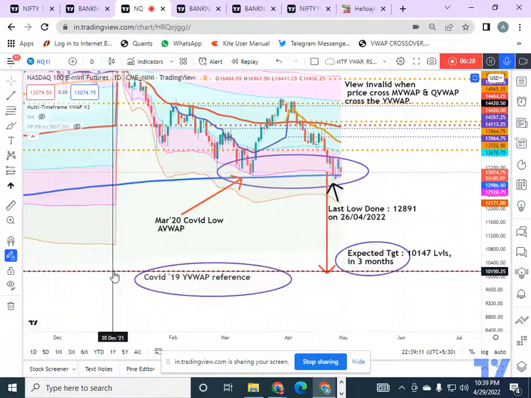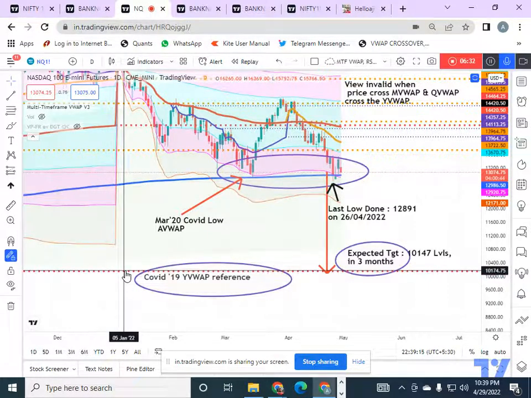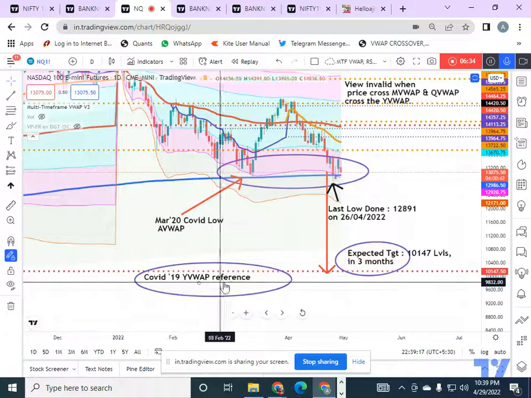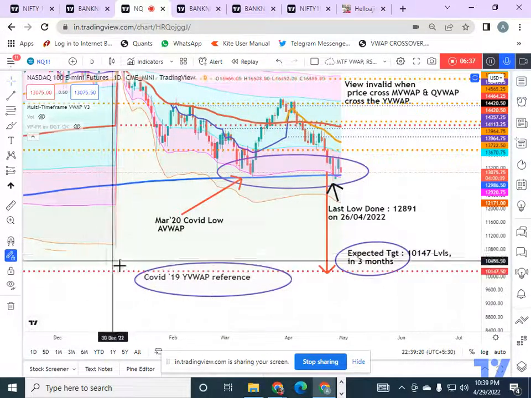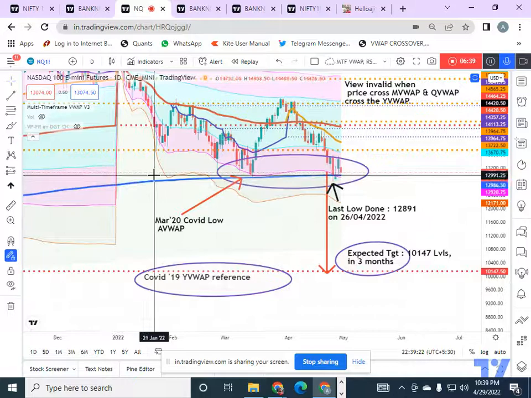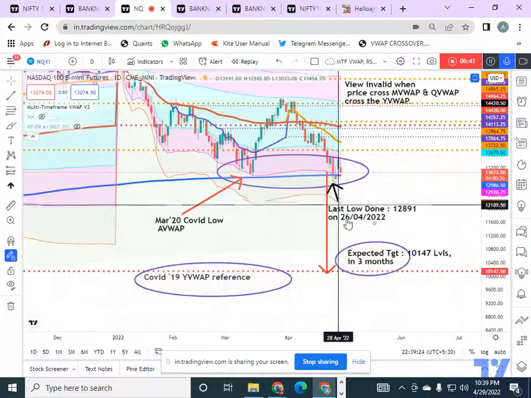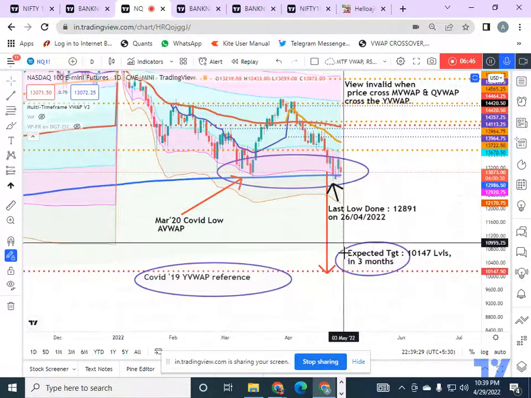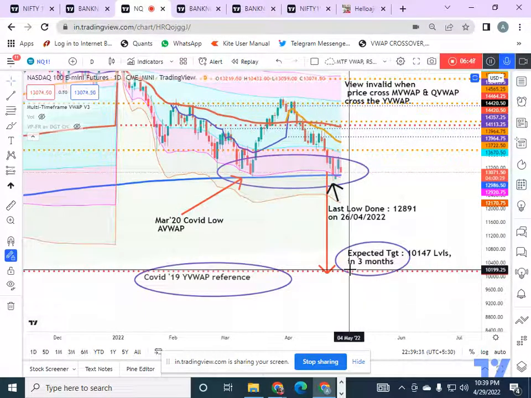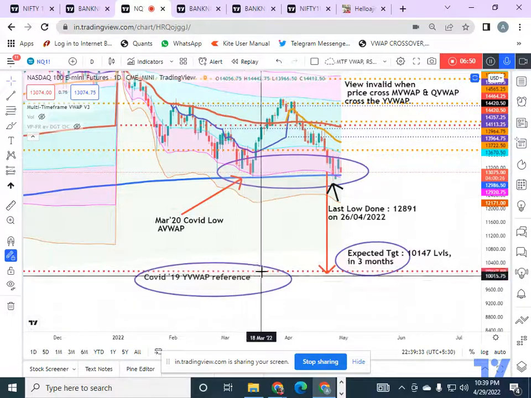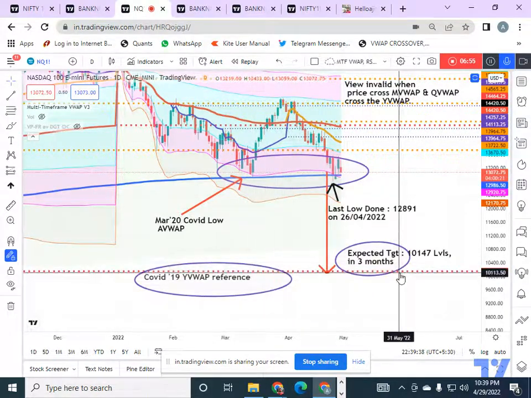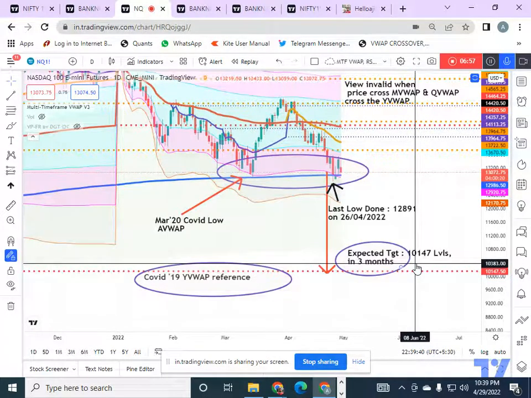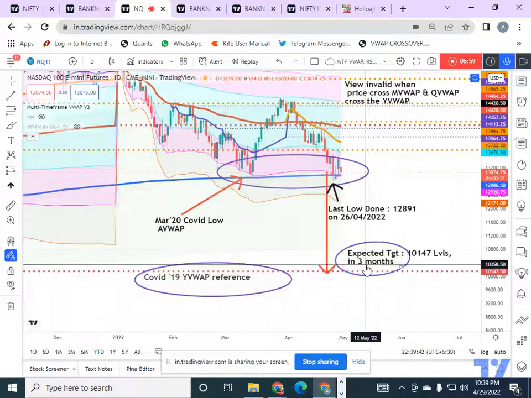This red dotted reference line represents the COVID-19 yearly VWAP reference. This is the yearly VWAP, and this is the anchored VWAP of the COVID low. I expect that all the major references are already broken. I expect the target of the very near major VWAP, which is the previous COVID-19 VWAP, so I expect the target of 10,147 levels in 3 months.